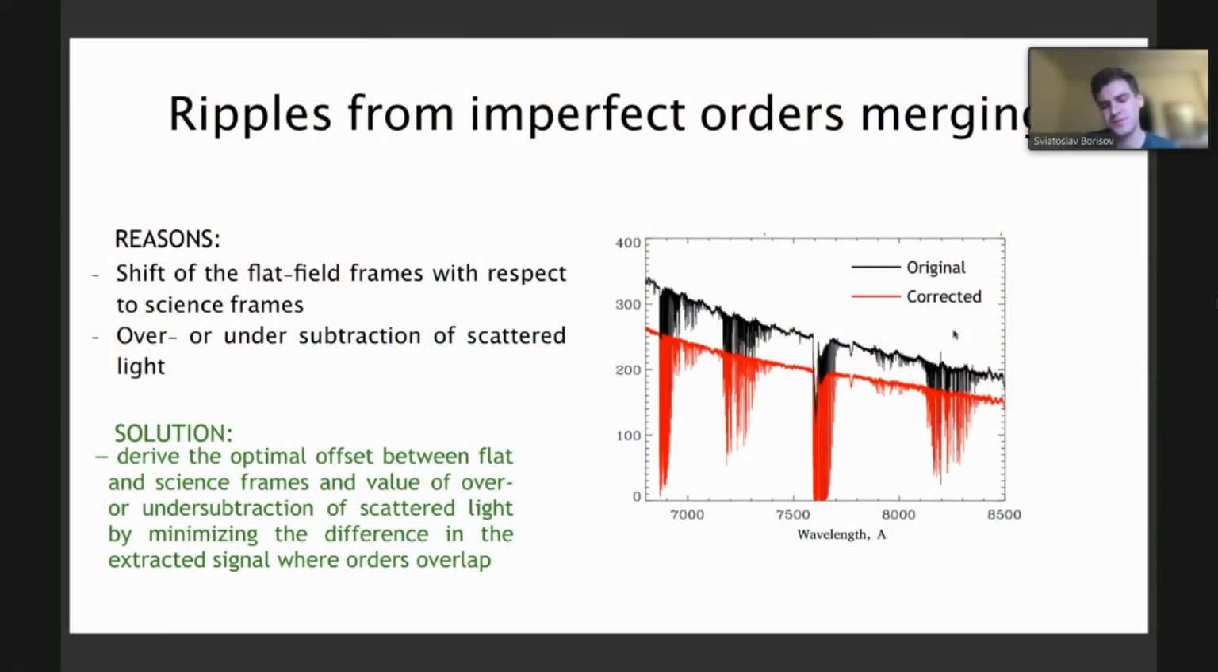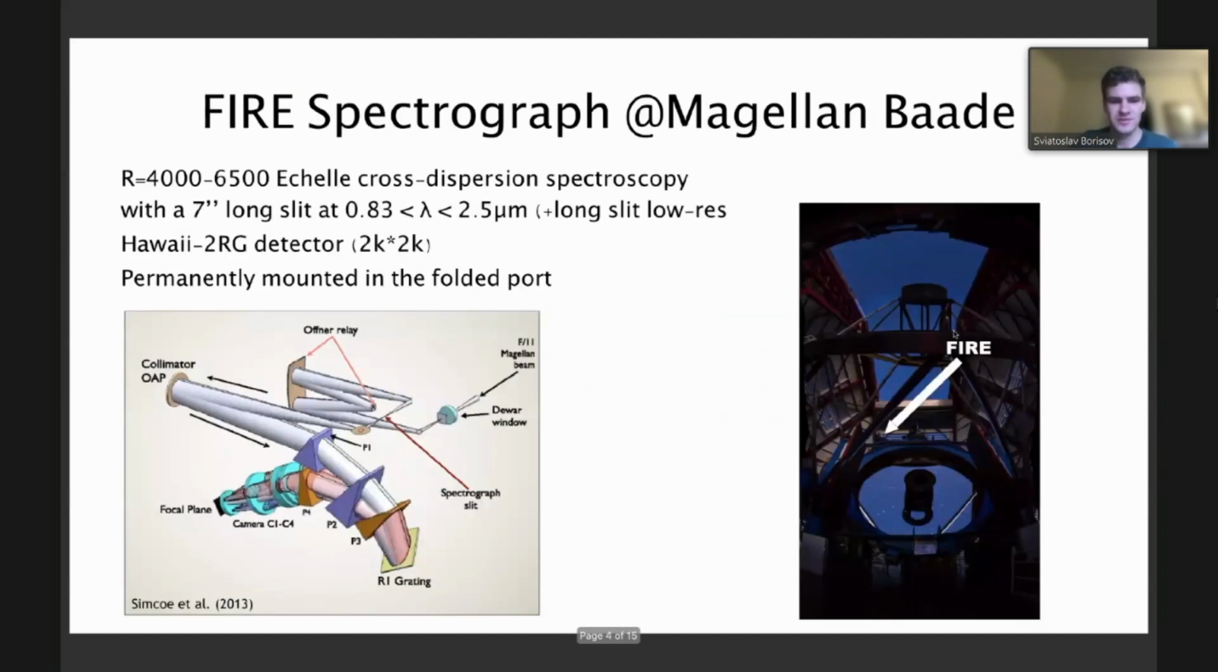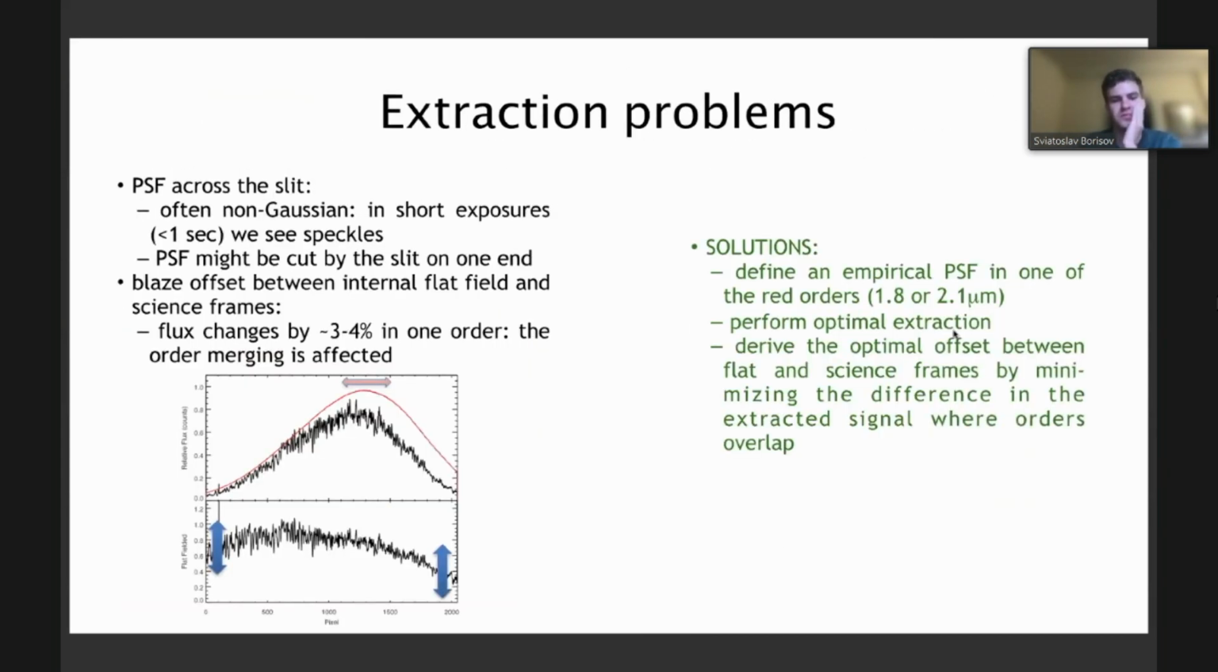So the question is about rebinning. I guess, I'm not sure that I'm answering this question, but first of all, you have to perform optimal extraction, and as for the rebinning, I don't think we had any specific issues with rebinning, but of course, you have to do some rebinning to increase the signal to noise ratio.